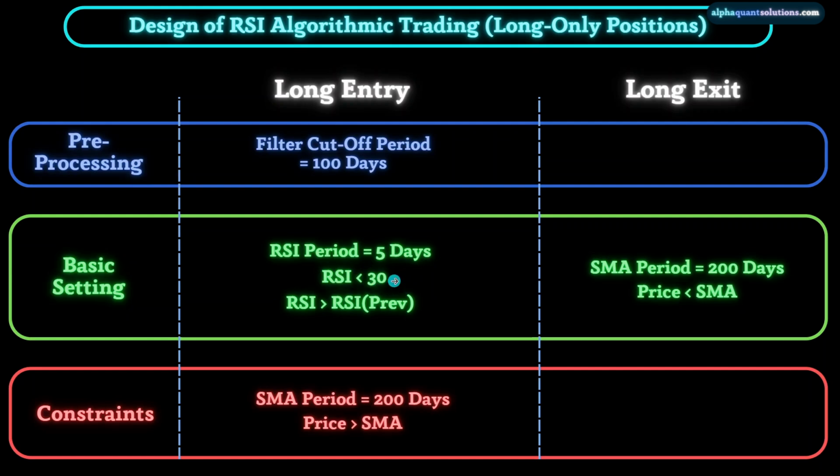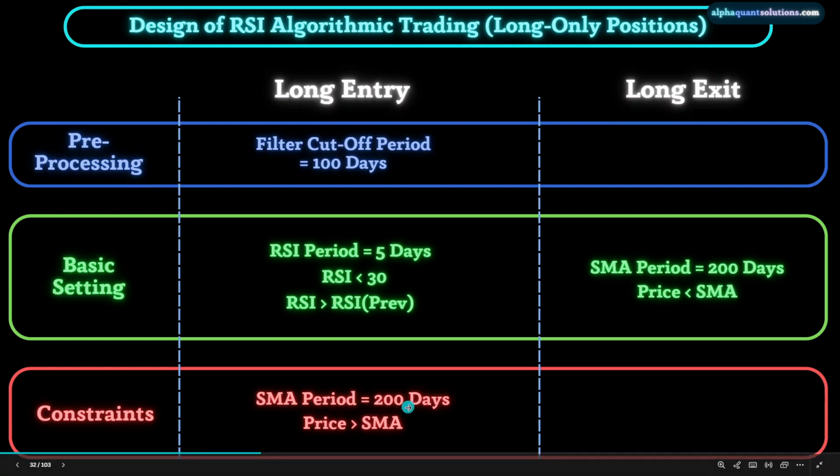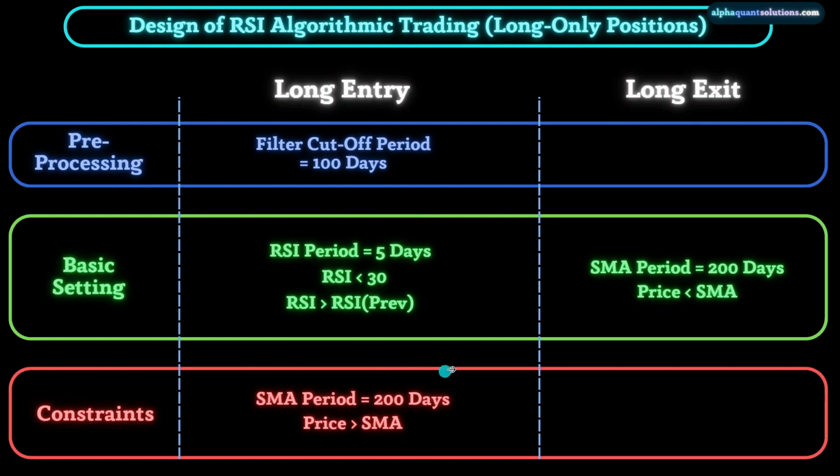We will check whether the RSI is below 30, and then we will check for an uptick in RSI. So we'll try to see whether the RSI of the current day is higher than the RSI of the previous day. This is the entry side. And then we will only validate such an entry in case the unfiltered price is above its SMA of 200 days. So if we have that, then we have a valid entry.